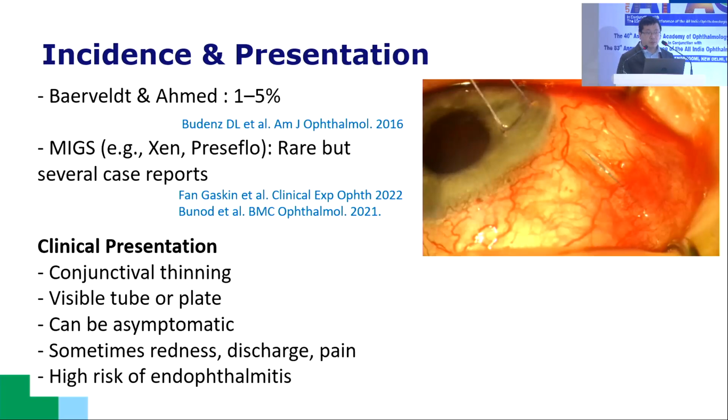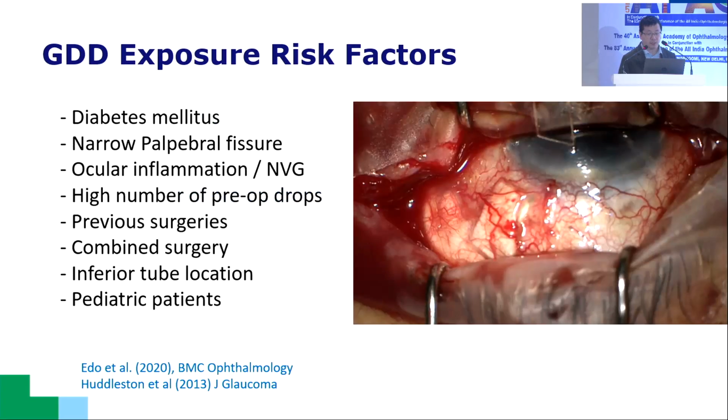Most erosions can be asymptomatic, and that's why it's important to examine the filtration area every time you see a patient. They can present with just conjunctival thinning over the area. There can be a visible plate or tube, and sometimes patients complain of pain and redness around the erosion. And of course, they carry a risk of endophthalmitis.